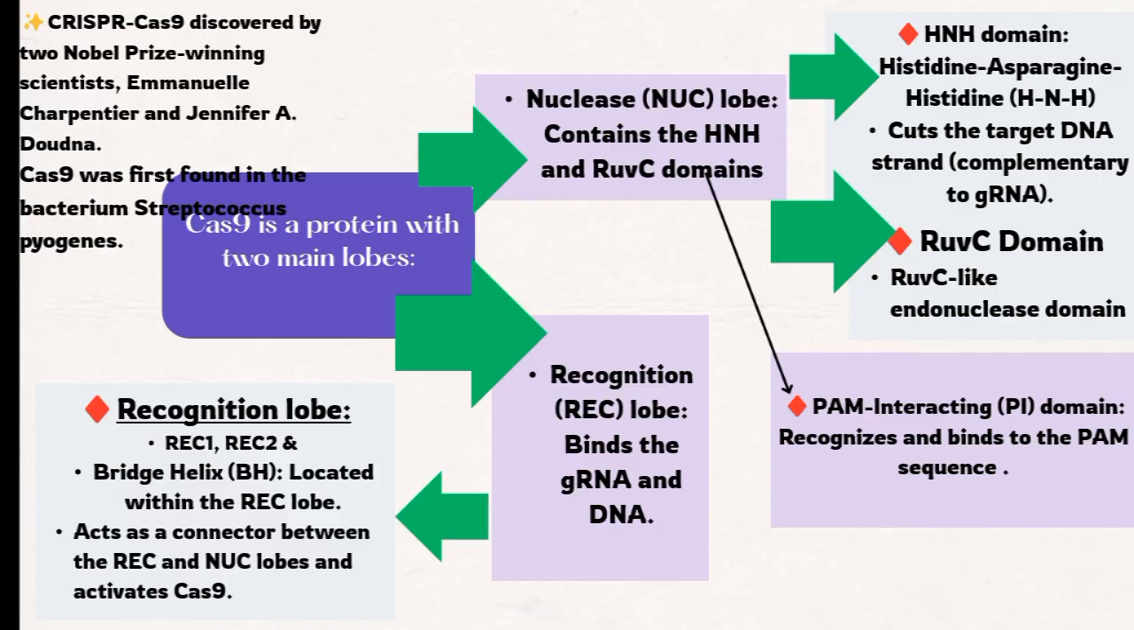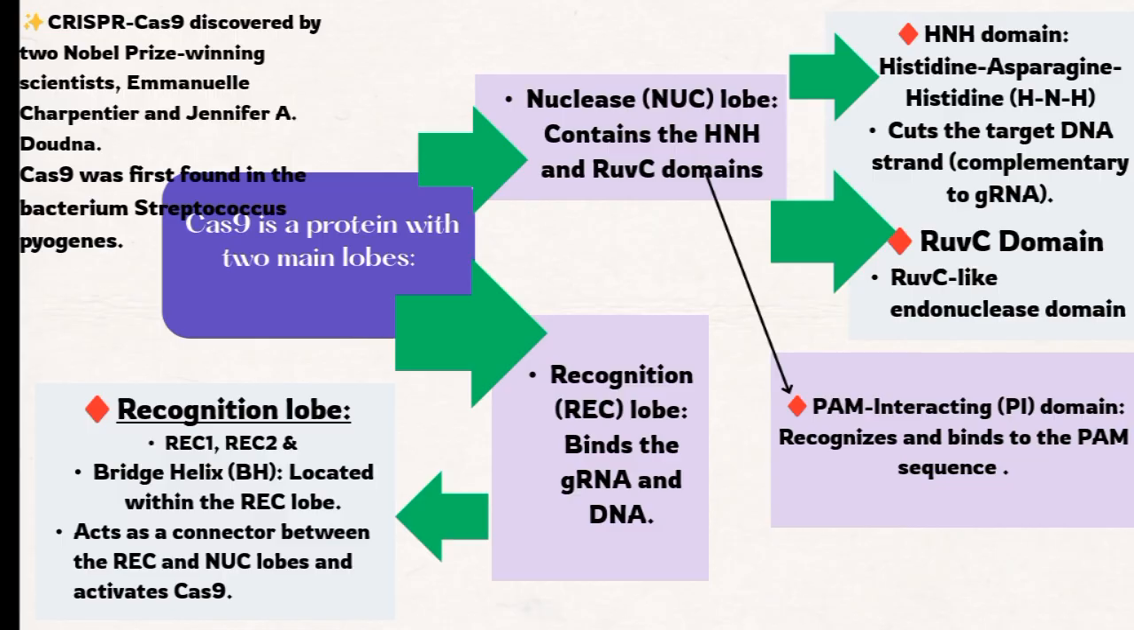The Cas9 protein also has another lobe called the recognition lobe which binds the guide RNA and the DNA. The recognition lobe types are recognition 1 and 2, and it also has a bridge helix which is located within the recognition lobe, acts as a connector between the recognition and the nuclease lobe, and also activates Cas9.